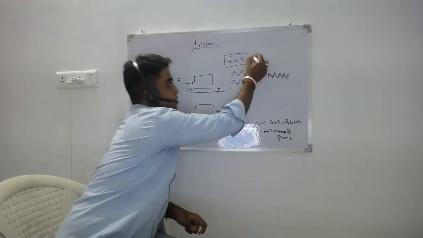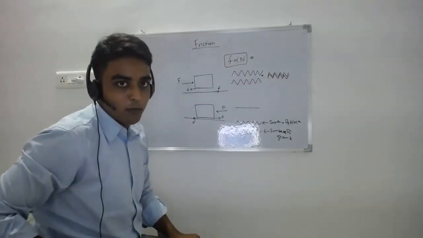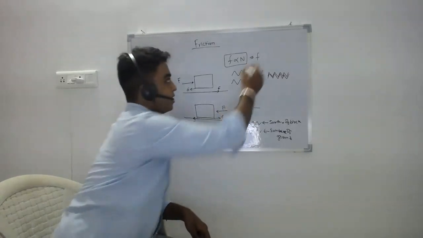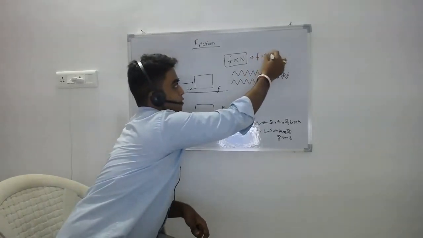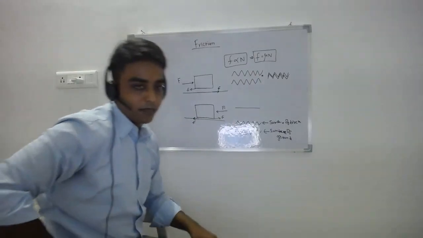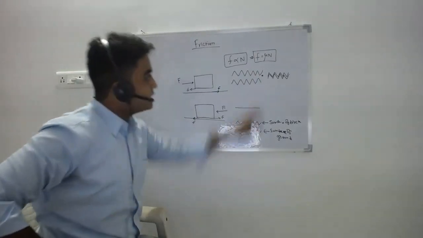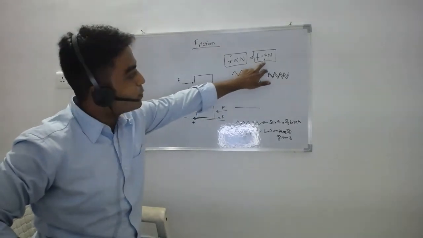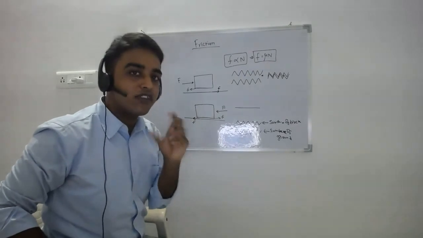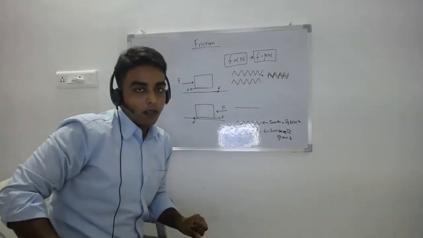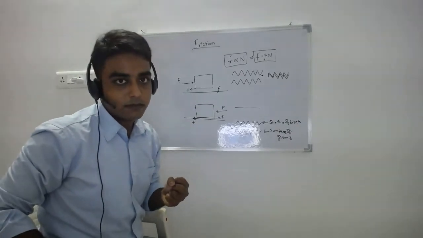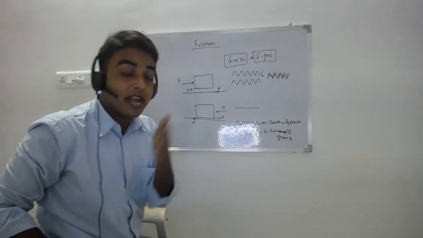And when the proportionality is removed, we bring in a constant, which is the coefficient of friction: f equals mu into N. So this is the friction value, which is equal to mu times N, where mu stands for the coefficient of friction. Now there are two types of friction. One is static friction and the second is kinetic friction.